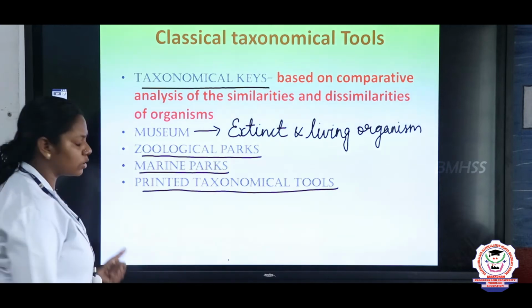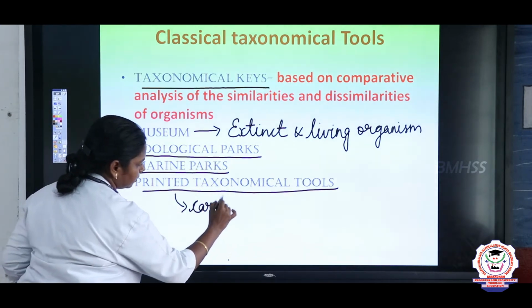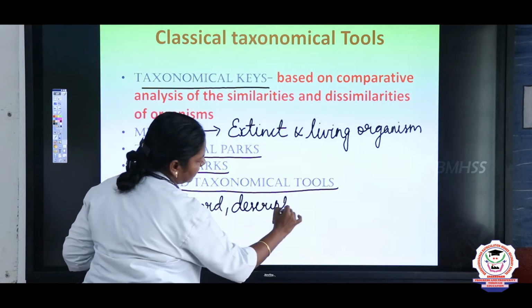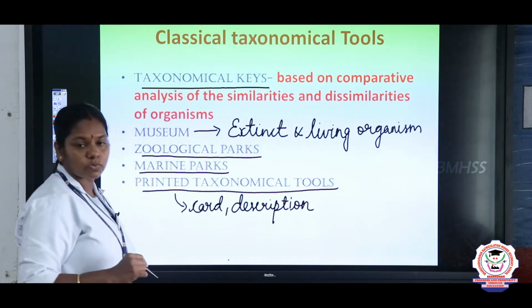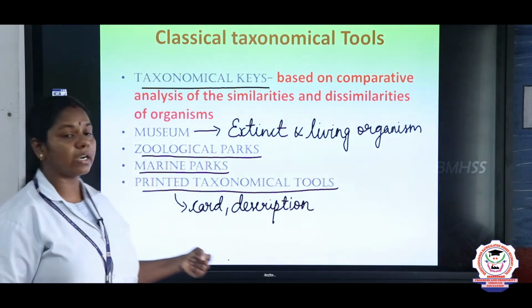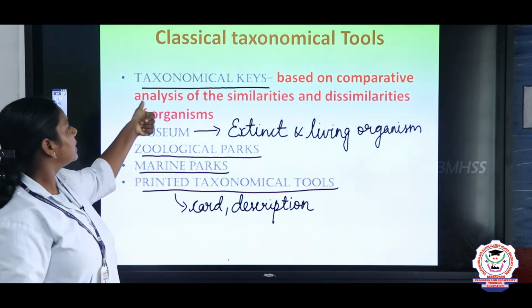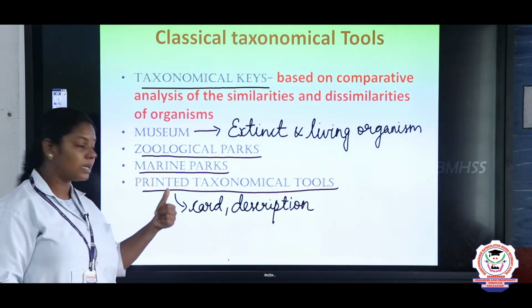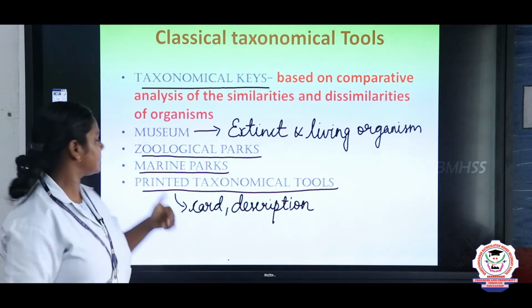And printed taxonomical tools. Printed taxonomical tools may be a card or a description regarding the organism, so it helps us to identify it. So it's an important question, children: write a note on the classical taxonomical tools. So what is the first tool? Taxonomical keys, museum, zoological park, marine park and printed taxonomical tools.